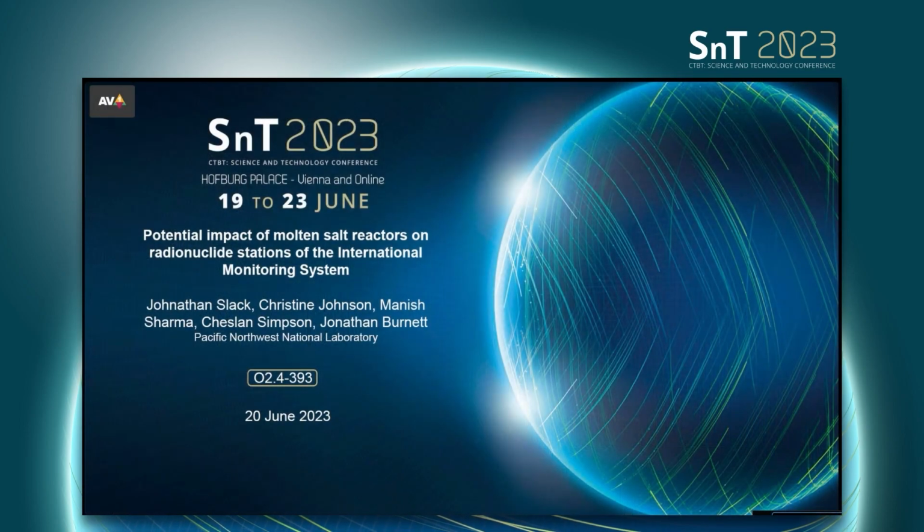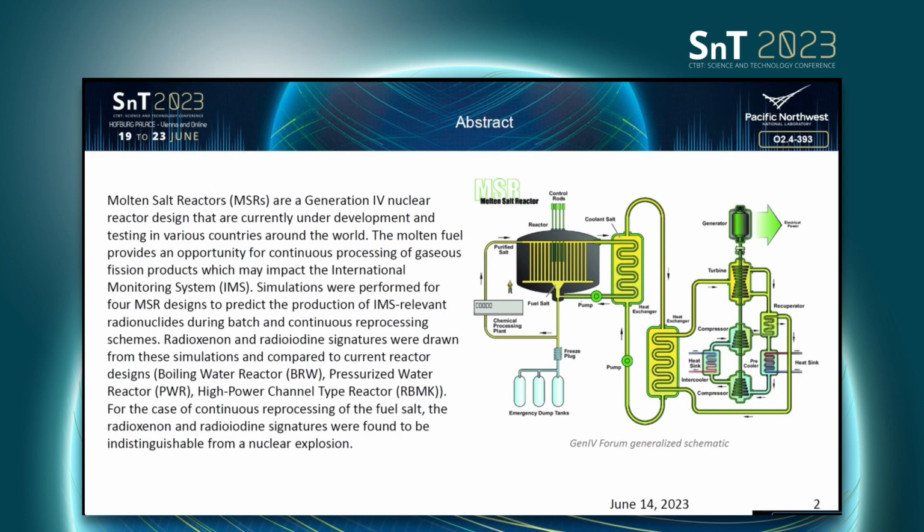So, good afternoon. I'm here to talk about the potential impact of molten salt reactors on the radionuclide stations of the International Monitoring System. By way of an overview, molten salt reactors are a type of Generation 4 nuclear reactor that have been experiencing a bit of a renaissance. They differ from traditional reactors in that traditional reactors have solid fuel pellets arranged in columns in your fuel rods. Molten salt reactors have molten salt into which you directly inject your fuel. This provides an opportunity to refuel or reprocess or clean up the fuel salt while you're still operating, while you're still producing power.